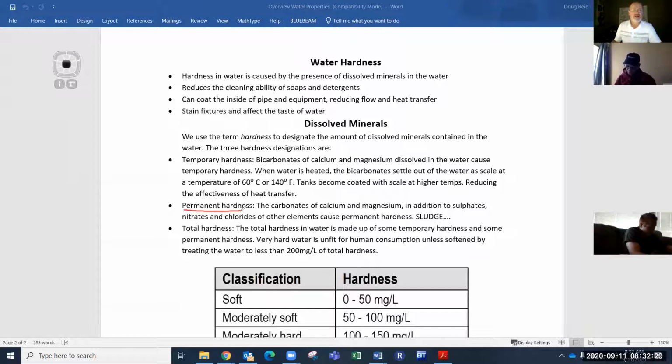Then there's permanent hardness. And this really is that sludge, right? Listen, some water in southern Alberta is pretty darn bad. It is awful stuff. And quite frankly, some of it has such total hardness that it is unfit for human consumption unless we treat it. So those are the three types of hardness of water that they talk about in this ILM.